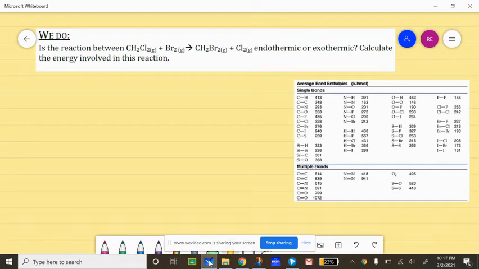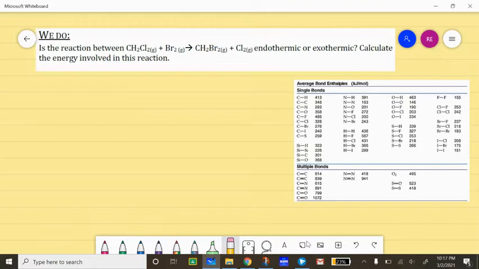Okay, let's tackle this video question. We have a reaction here and we want to figure out whether the reaction is endothermic or exothermic. The other thing we want to do is calculate the energy involved in the reaction. So by calculating the change in enthalpy, or the energy involved in this reaction, and figuring out whether it's positive or negative, we should be able to tell whether it's endothermic or exothermic.